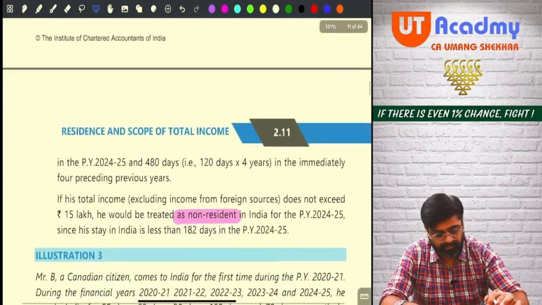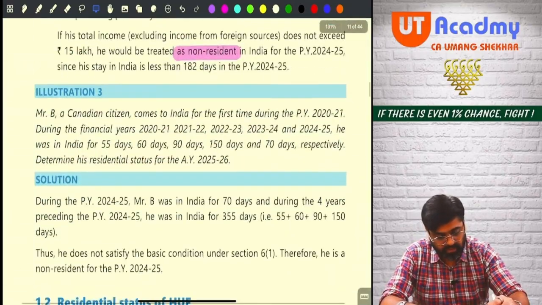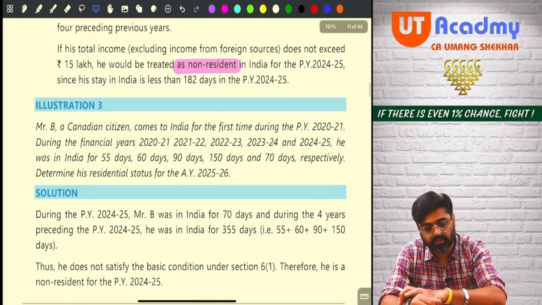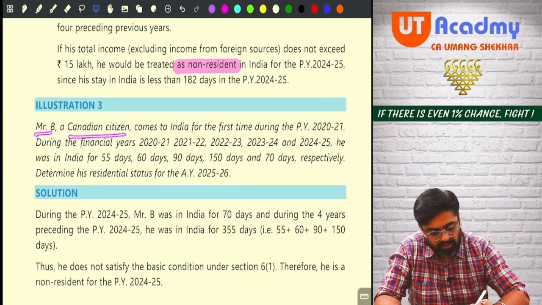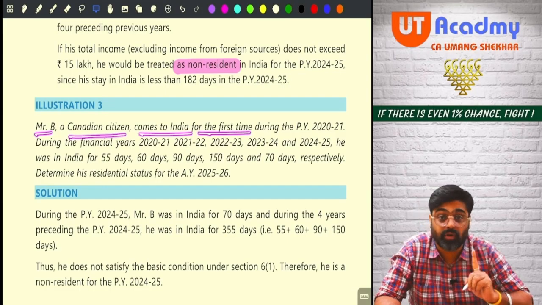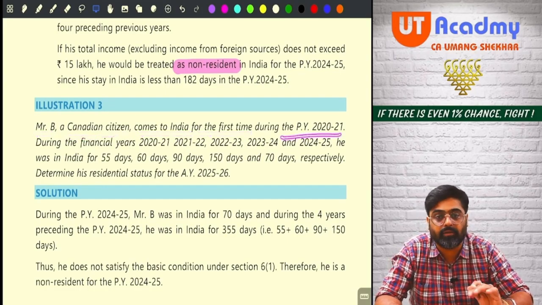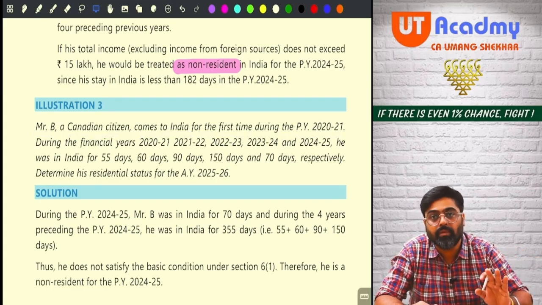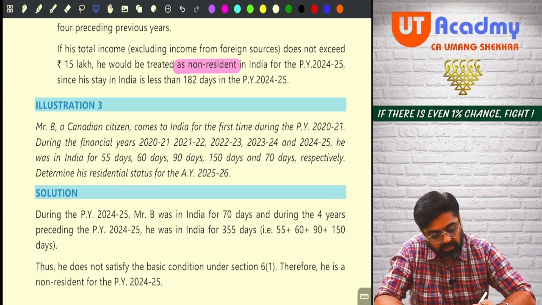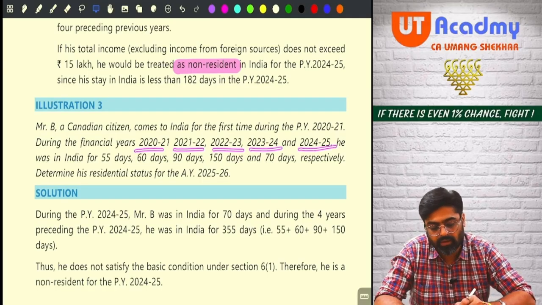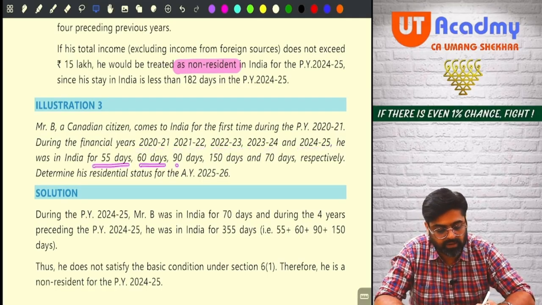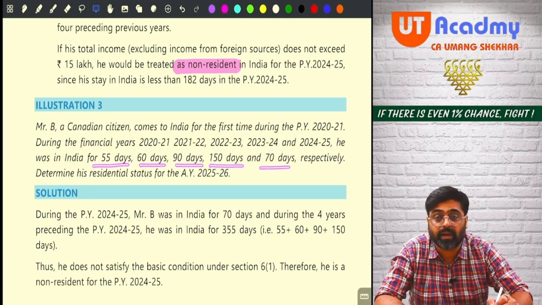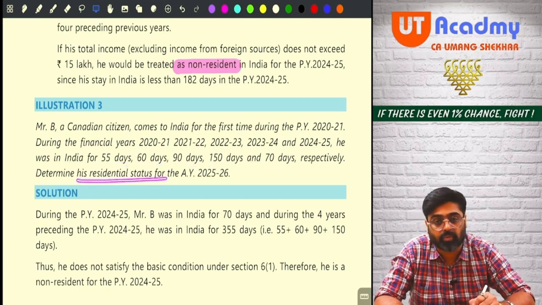Question number 3. Start solving. Mr. B, a Canadian citizen, comes to India for the first time during the previous year 2021. So he did not come to India prior to 2021. He came for the first time in 2021. During the financial years 2021-22, 22-23, 23-24 and 24-25, he was in India for 55, 60, 90, 150 and 70 days respectively. Determine his residential status for the assessment year 25-26.